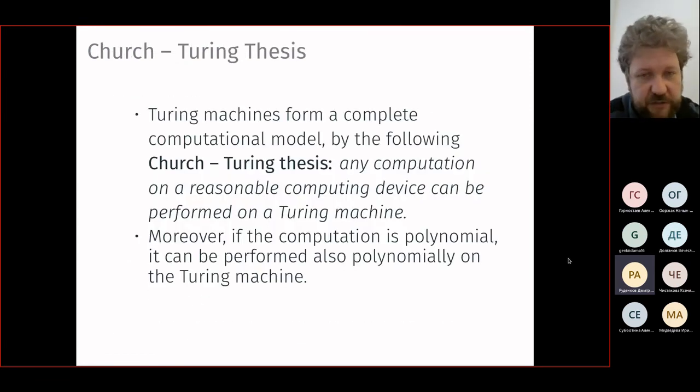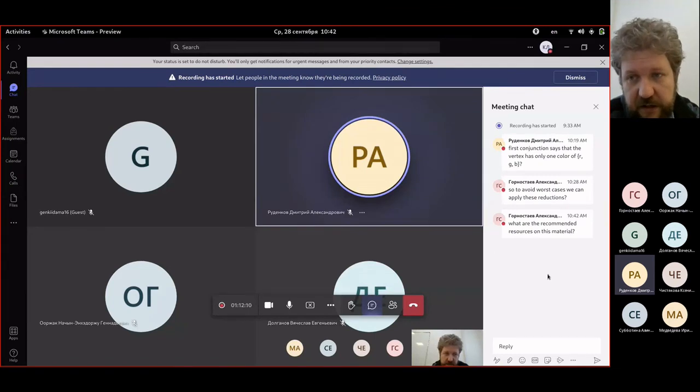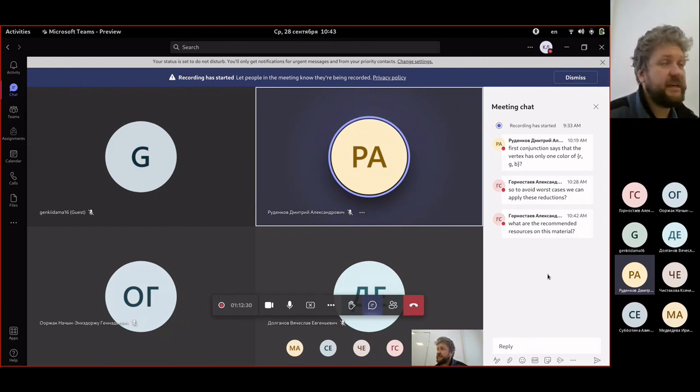Okay, first I will answer a question in chat: avoiding worst cases when we apply these reductions. The question was, when we applied reductions, how do we avoid the worst cases? Well, it's not a matter of our reductions, it's a matter that we are lucky. In the case where we really did it, it was not the worst case. Our reduction didn't obtain it, but it could be not the case, and then we're betting.